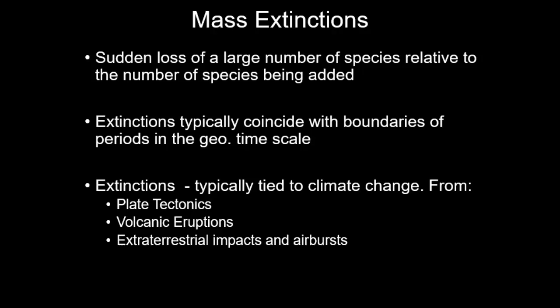So most hypotheses of mass extinction typically involve a relatively rapid climate change, which could have been triggered by plate tectonics, by volcanic activity, or by extraterrestrial impact. Or it could have been triggered by a combination of those three things. So again, those were plate tectonics, volcanic eruptions or volcanic activity, and or extraterrestrial impact and airbursts.